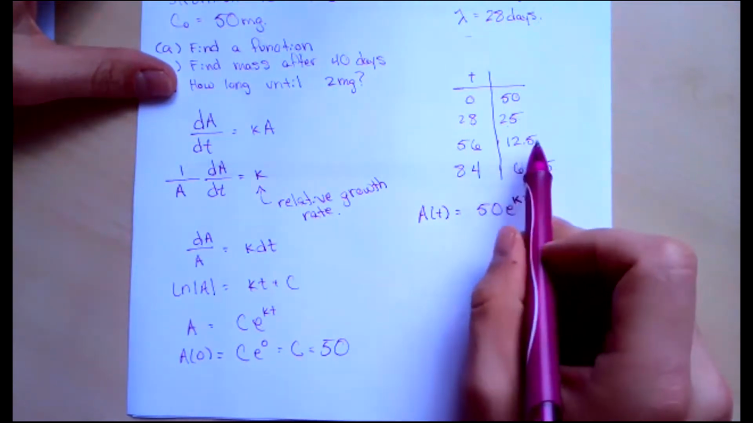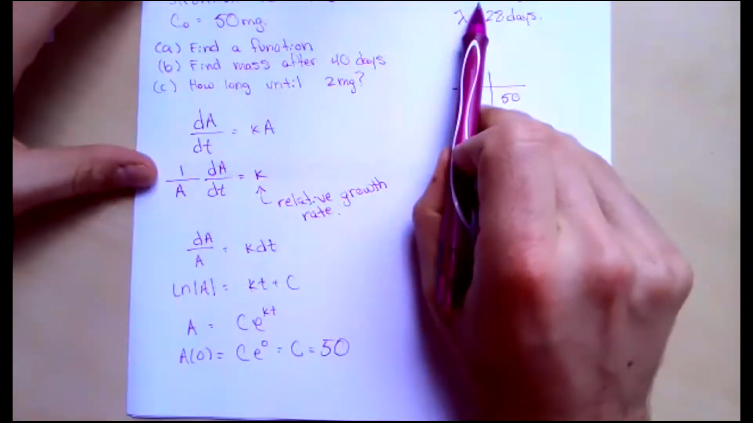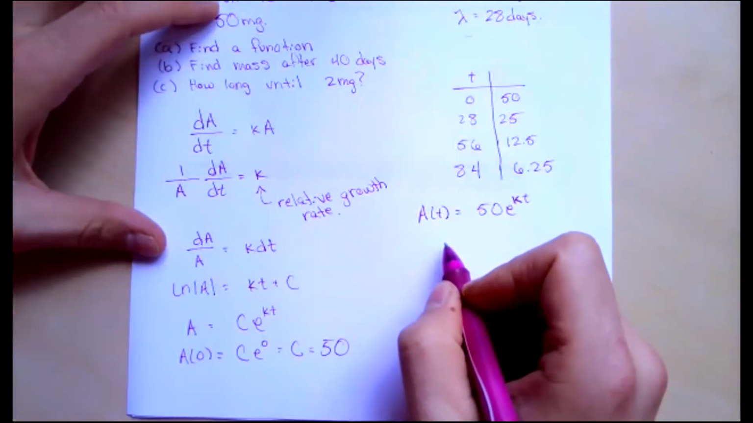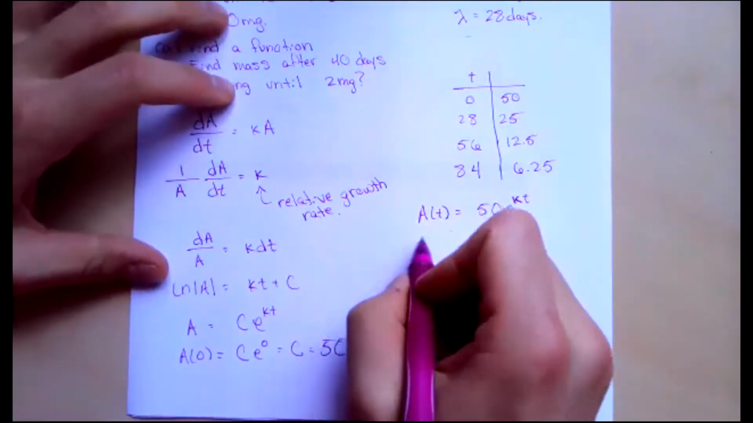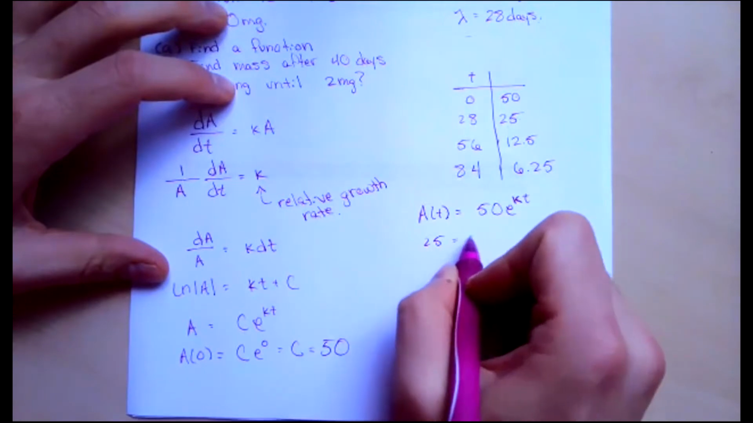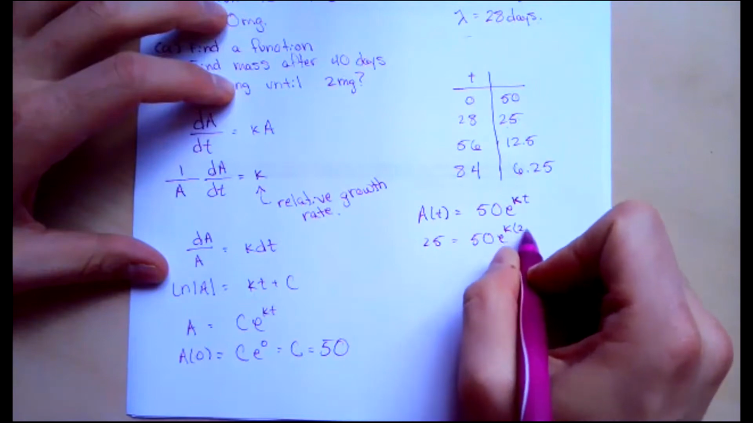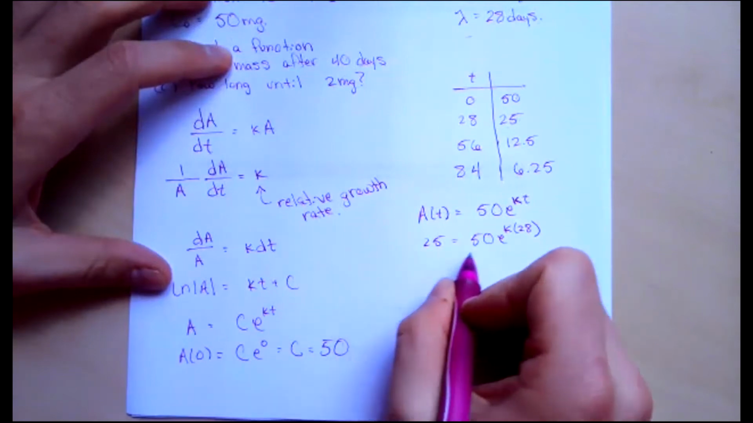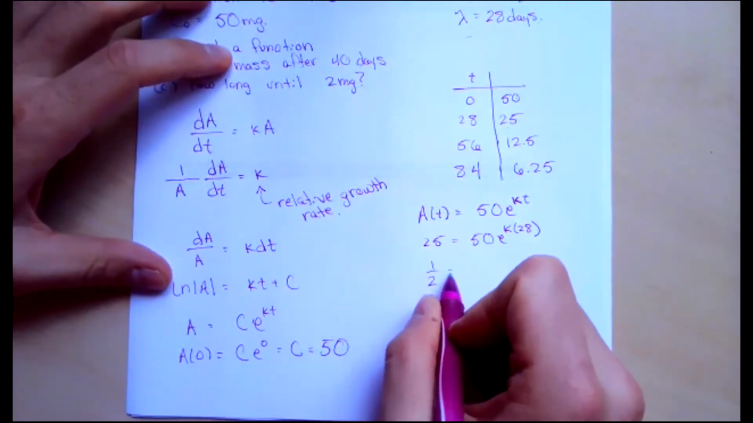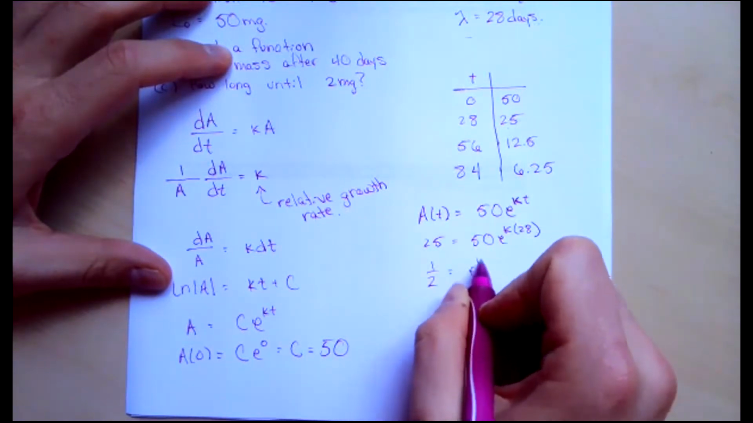How do we find K? You can either come up with a new data point, or you can just kind of intuit what the half-life means. The half-life tells us that in 28 days, I should have half of what we started with. So you can either write it as our data point, I have 25 milligrams left after 28 days, or after you kind of multiply or divide the 50 over, we get that half of the substance is remaining after 28 days.